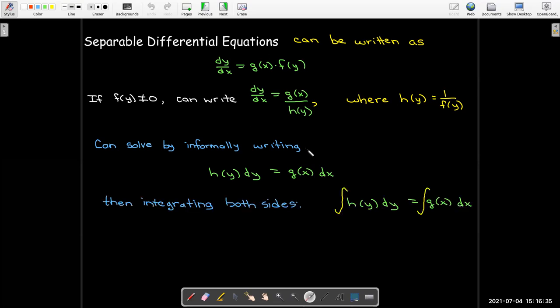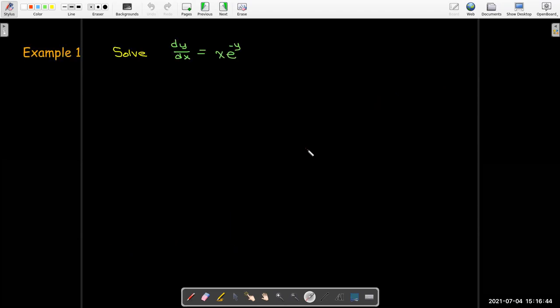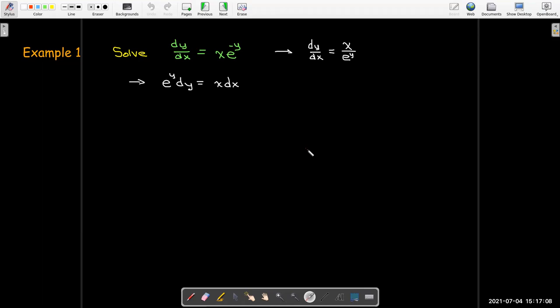Now, integrate both sides and solve for y afterwards. So let's look at an example. This is a little bit more complicated than the exponential examples we looked at before, but it's not that difficult. So what am I going to do? I'm going to rewrite that as dy/dx equals x over e to the y. Then I multiply both sides by e to the y, multiply both sides by dx, or form the cross products, and I'll have e to the power of y dy equals x dx.